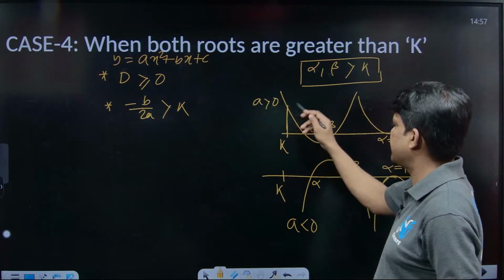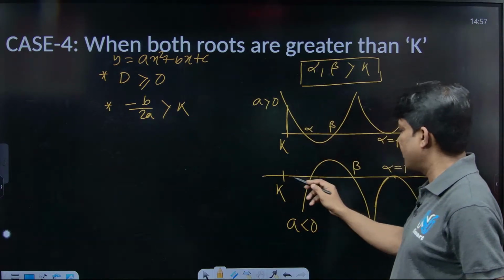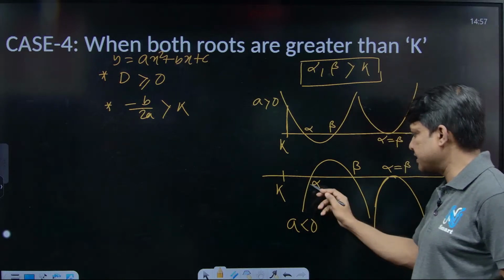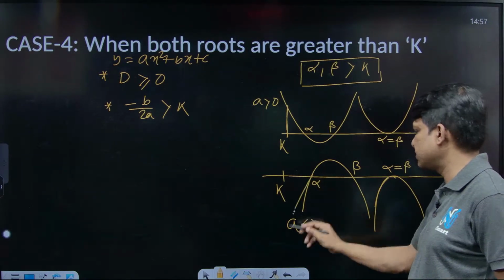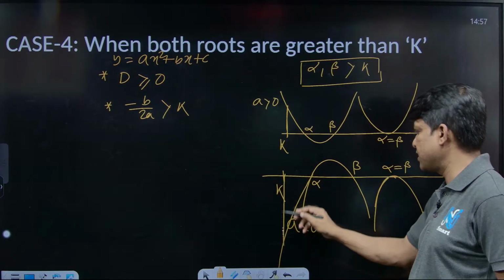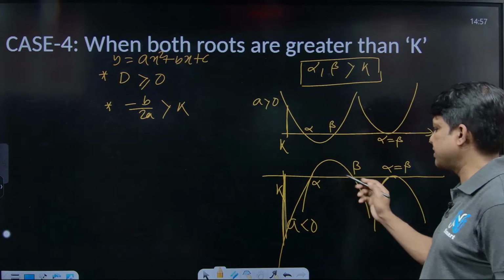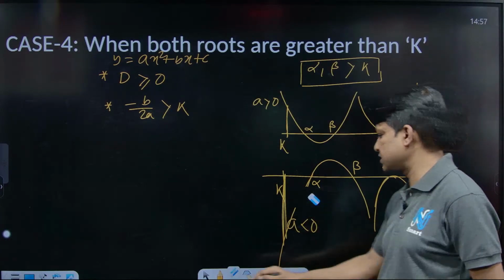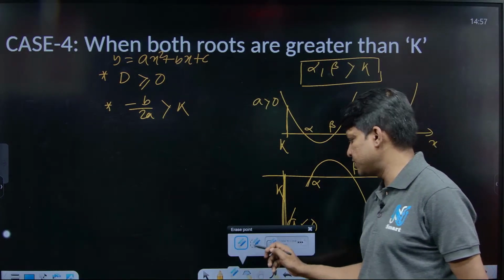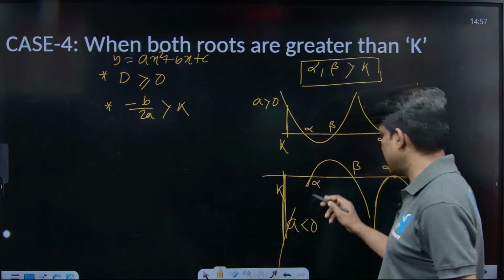Now another condition: at a point k, when a is positive, the functional value at k is positive; a positive, f(k) positive, product is positive. When a is negative, it is a downward parabola, f(k) is negative, yes, this type of graph. Again in both cases the product is positive.